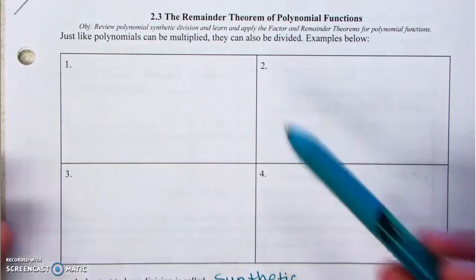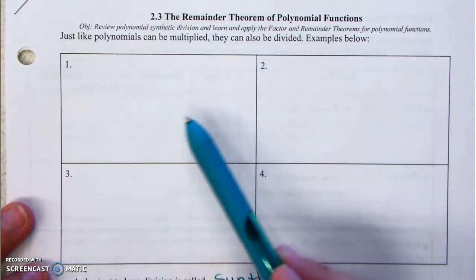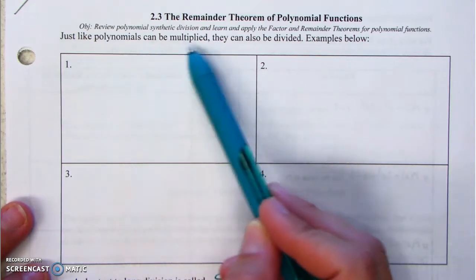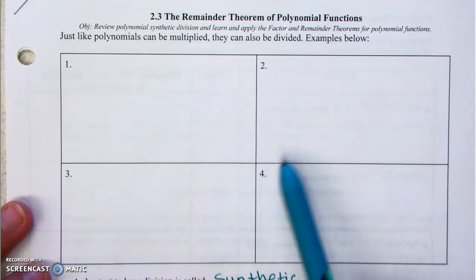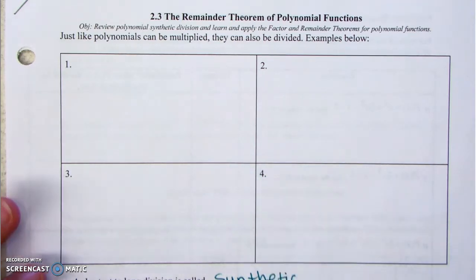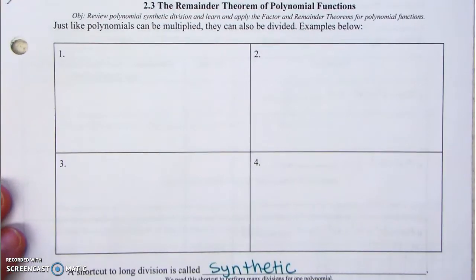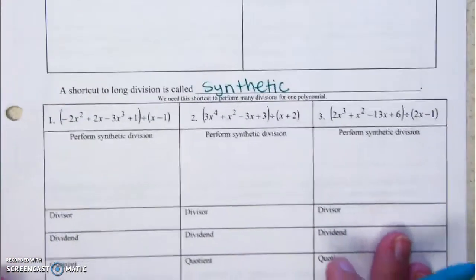Okay, Math 3 Honors, this is 2.3 notes, and just like polynomials can be multiplied, they can also be divided. Down here, we did some examples on the board. I think we only got to 2 or 3 in class of long division, so you're going to have to get those from a friend if you missed that.